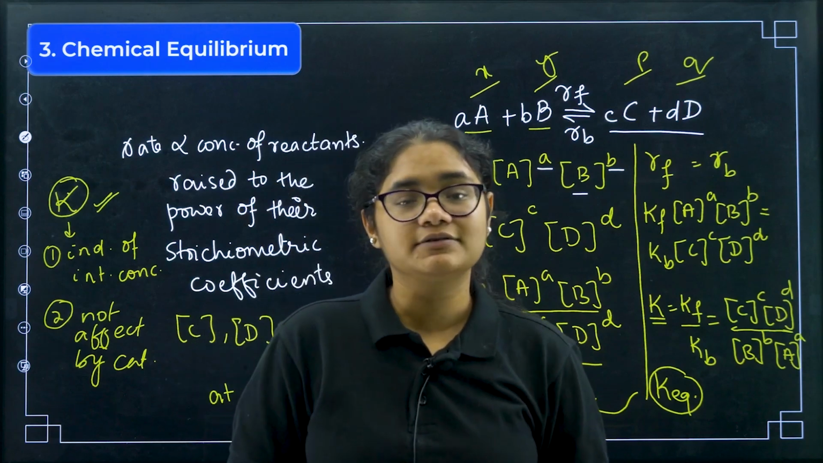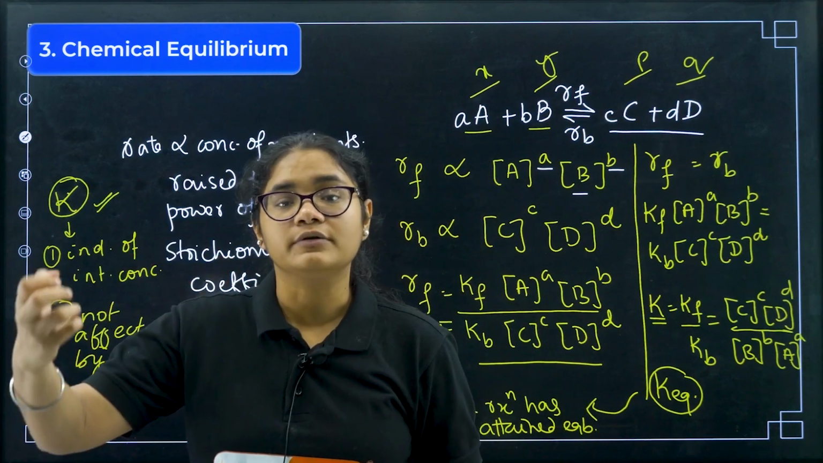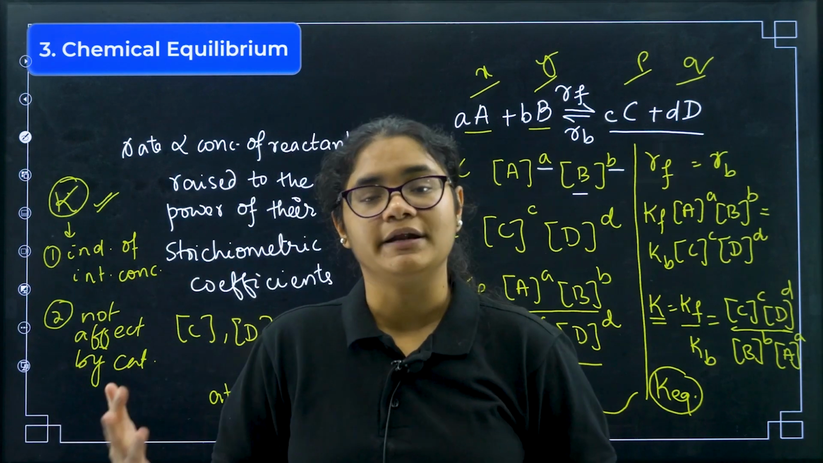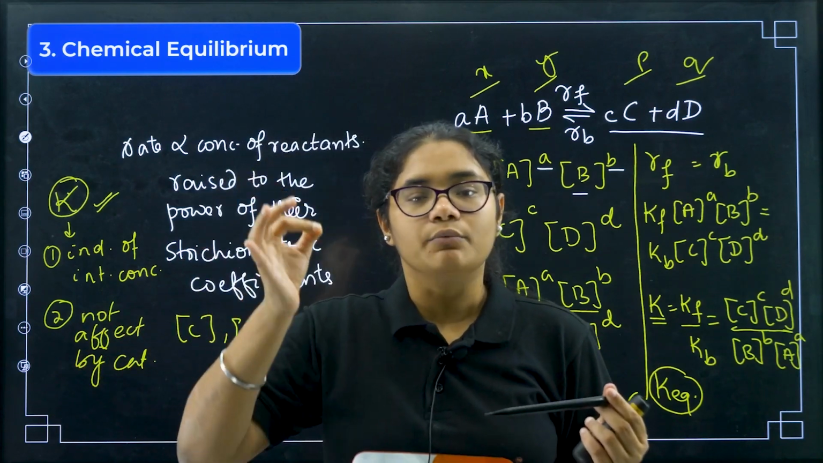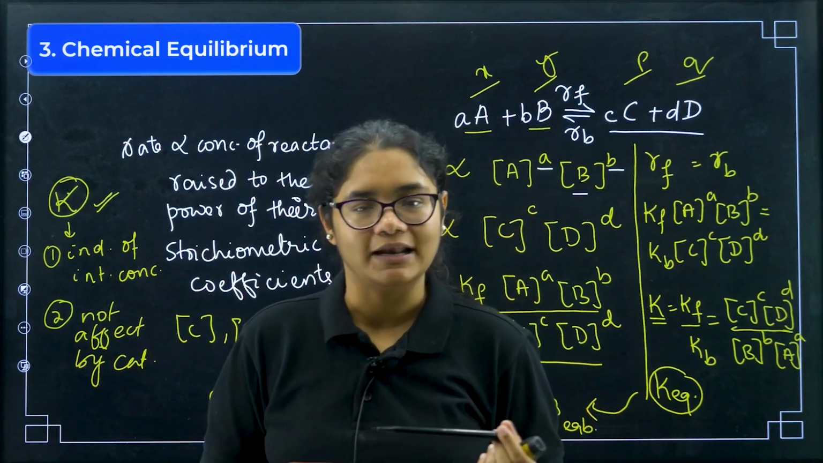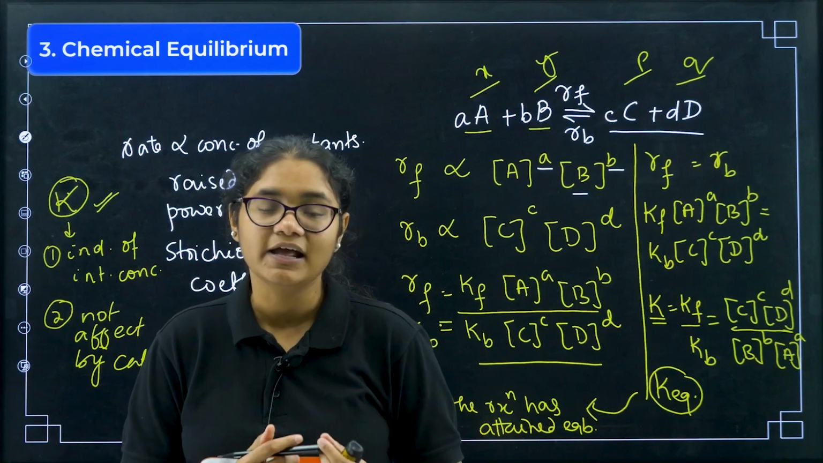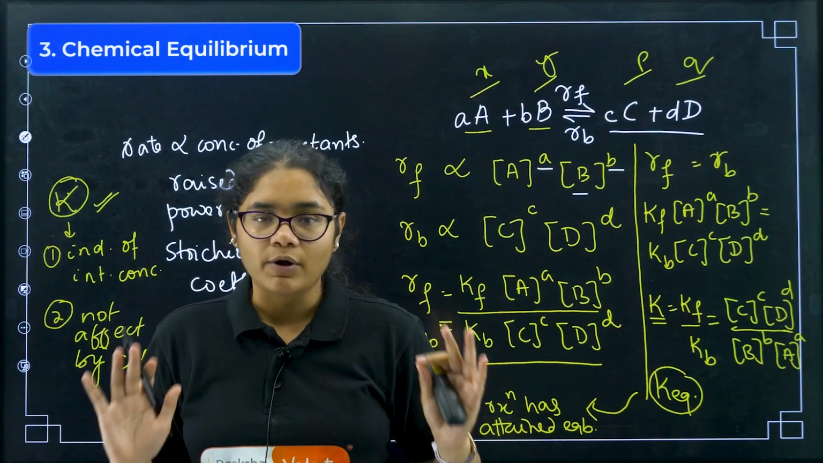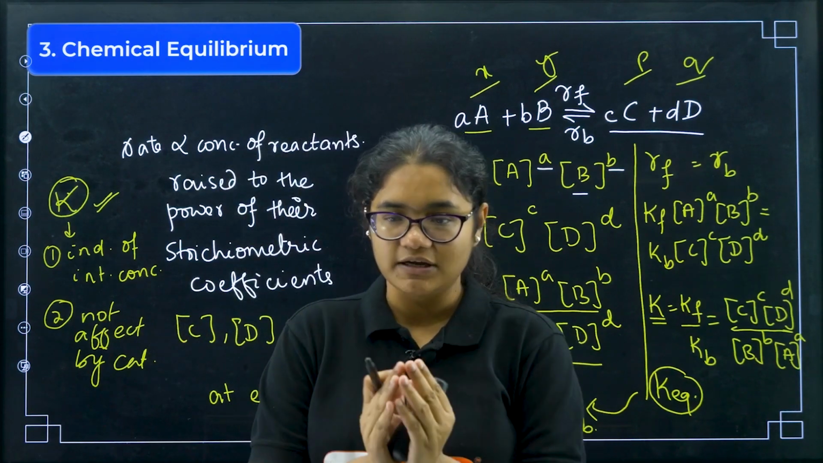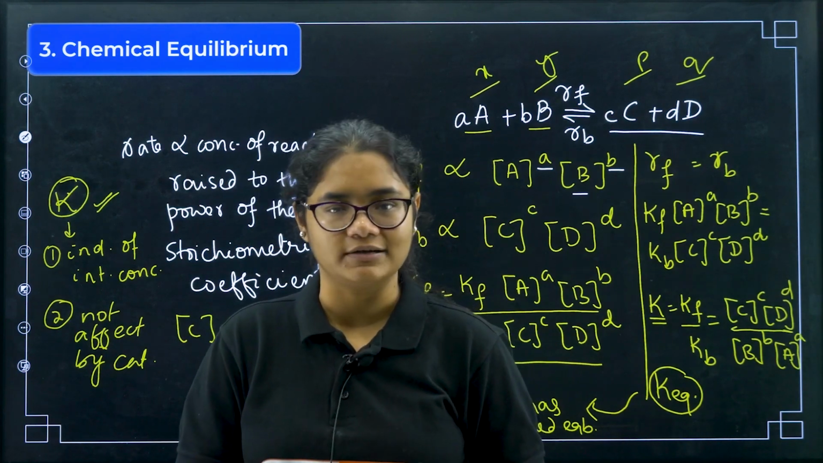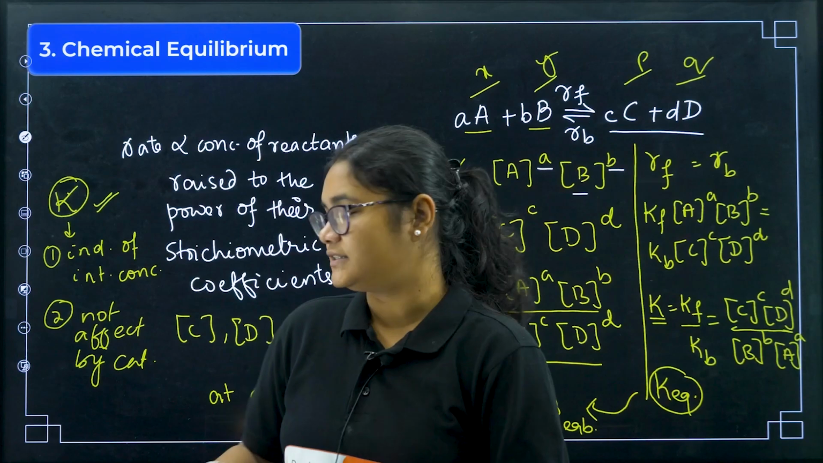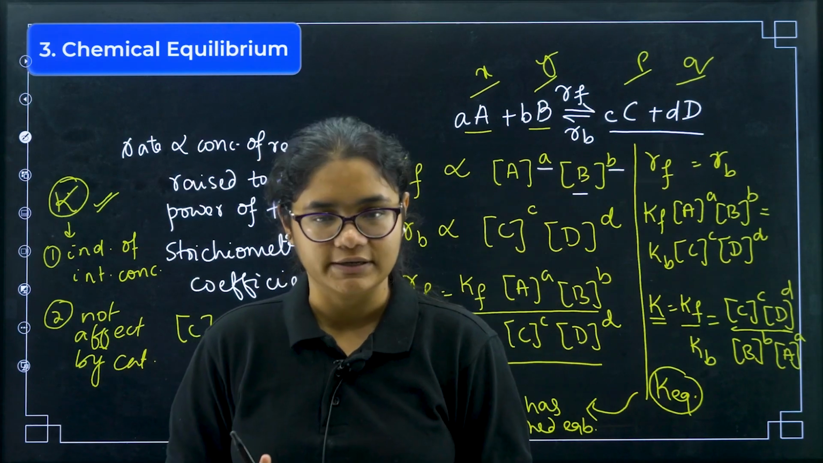So what does the catalyst do? The catalyst will help you reach equilibrium in a shorter period of time. If without catalyst you reach equilibrium in 15 minutes, with catalyst you will reach equilibrium in 10 minutes or 5 minutes or less than that. So that is an example. The point here is that the concentrations at equilibrium will be the same whether you use a catalyst or not. So if concentrations are not changing, the K value will also not change.